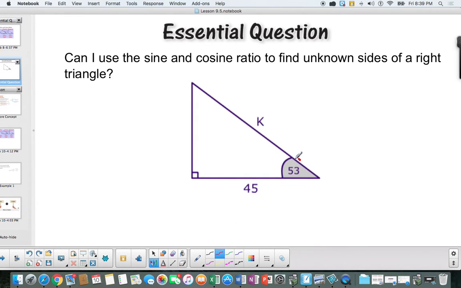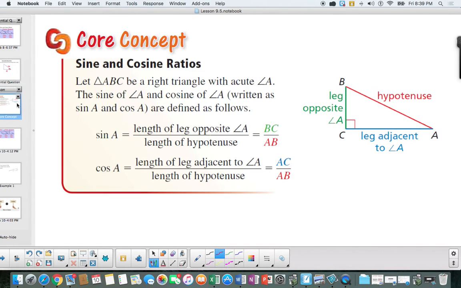We can see we have an angle and we have an adjacent side, but we don't have an opposite side, so a tangent ratio is not going to be able to be used here. We do have a hypotenuse though. With this information, we're going to be learning how to use a brand new trig ratio, and that's called sine and cosine.